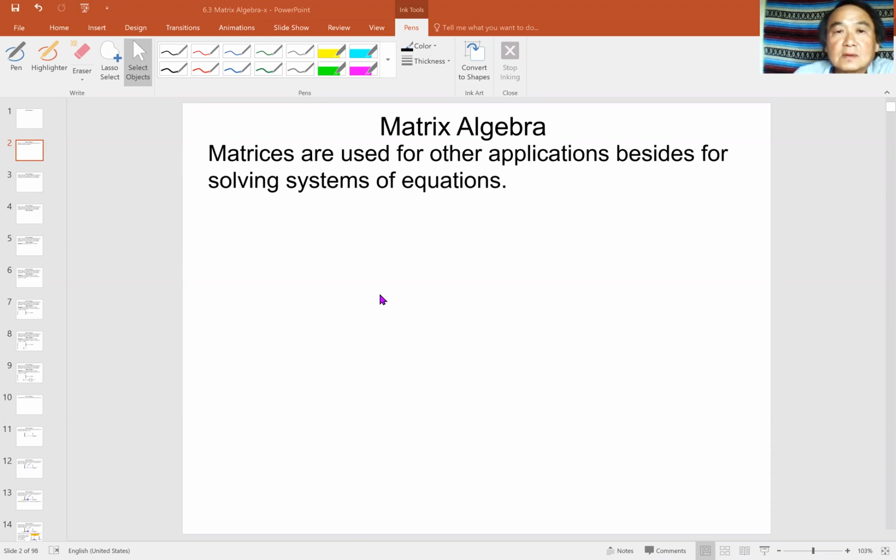From last section we introduced the notation of matrices in solving systems of equations, and in this section we will do the operations of matrices, such as add, subtract, and multiply.